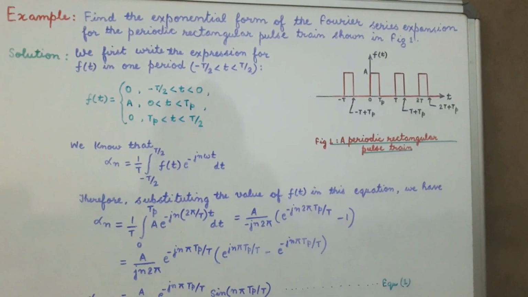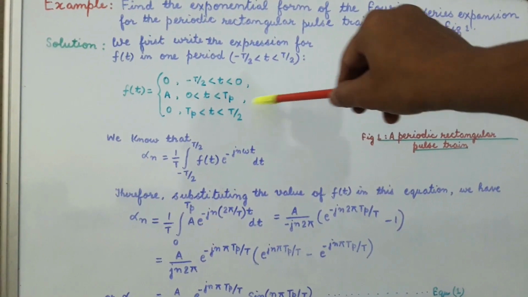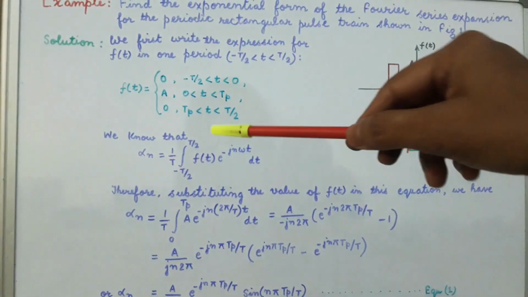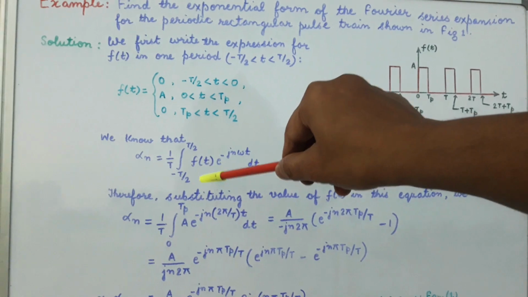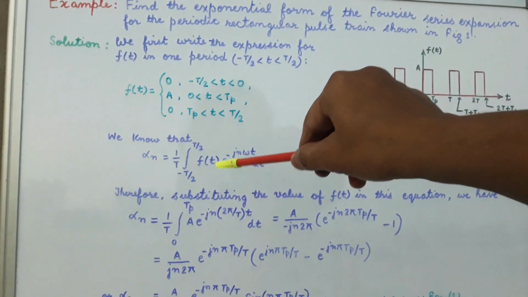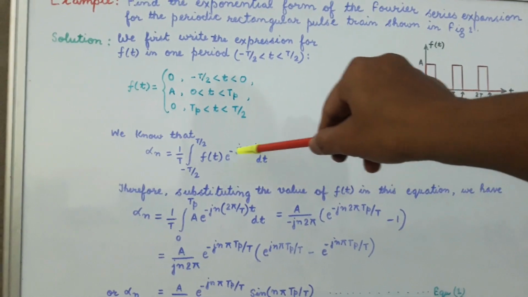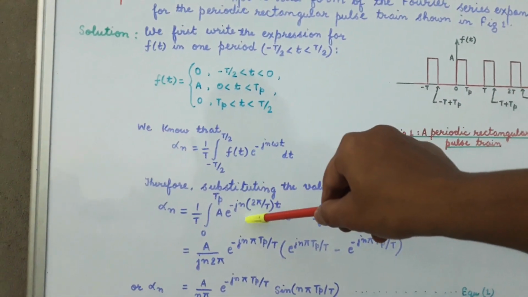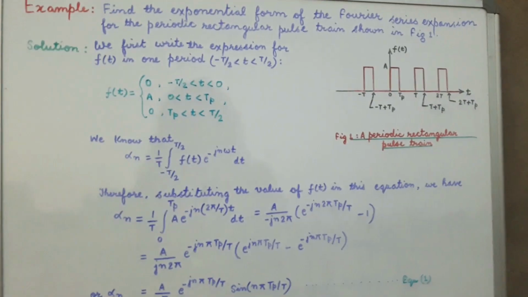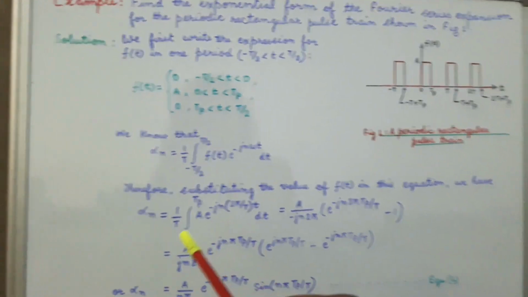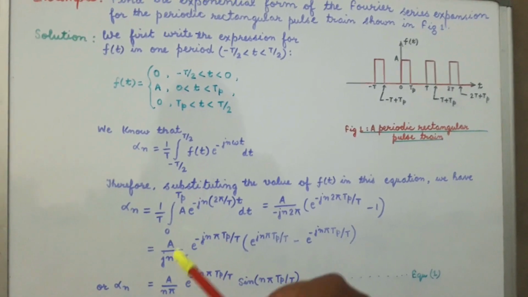Once we have written the expression for f(t), we will substitute it in the expression for alpha n. We know that alpha n is given by 1 by T, integration from minus T by 2 to plus T by 2 of f(t) e to the power minus j n omega t dt. So, we have substituted the value of f(t) in this expression. Now the limit will change from 0 to T_p because the value lies only in the interval from 0 to T_p.